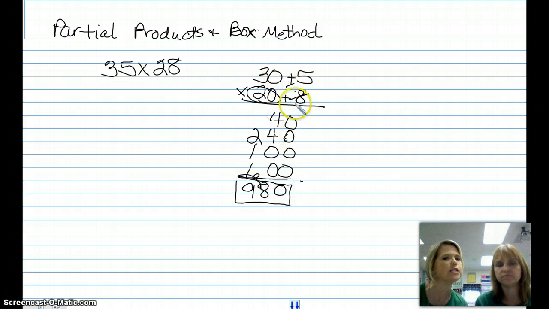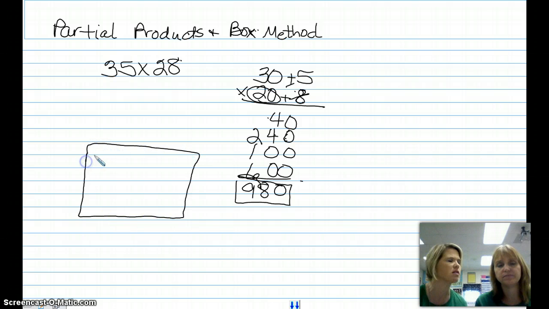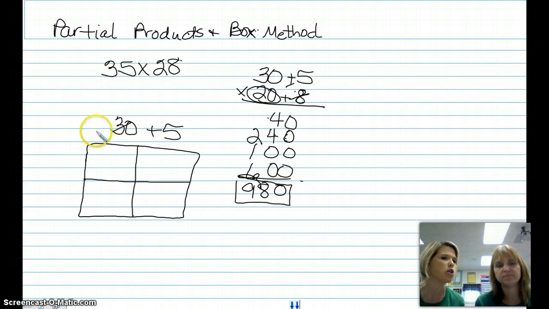Some kids don't like that method. They kind of like what we call the box method. So I'm going to draw a box over here. If we have a 2-digit by a 2-digit number, we're going to need 2 digits up here, 30 plus 5. We don't want to write 3 and 5. We want to write 30 plus 5. And then down here is 20 plus 8.